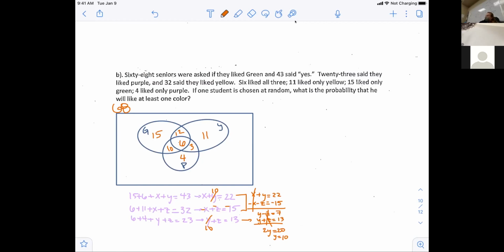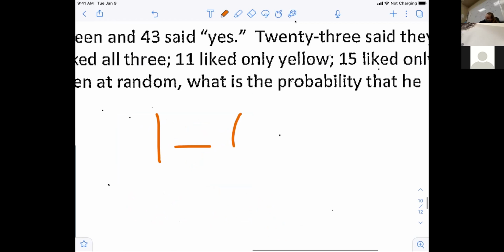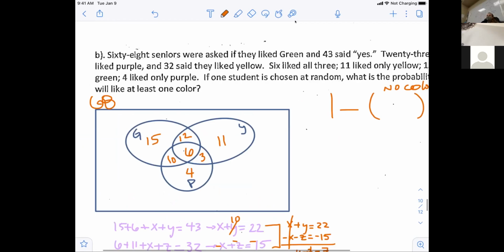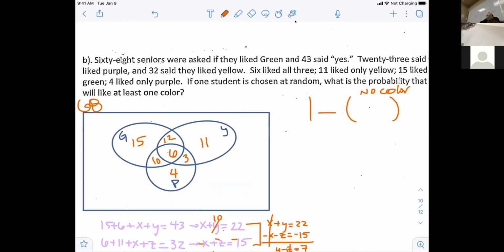No colors. So instead of doing all of the yeses, let's do 1 minus no color. How many kids like no colors? What do we do to find that? Let's find all of these things. So 15 plus 12 plus 11 plus 6 plus 10 plus 3 plus 4. I think that's 10. That's 20. I'm adding in my head. Give me 1 second. 20, 35. This is another 15. That's 50. Is that 61?